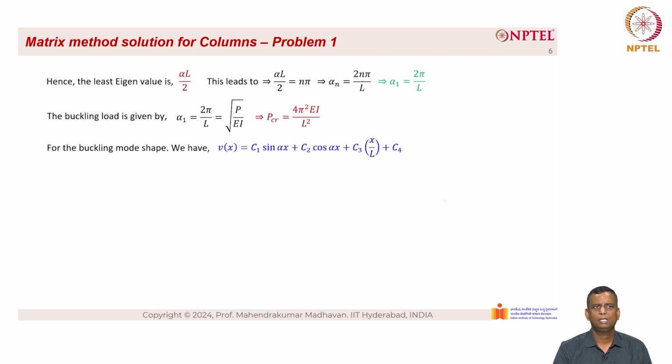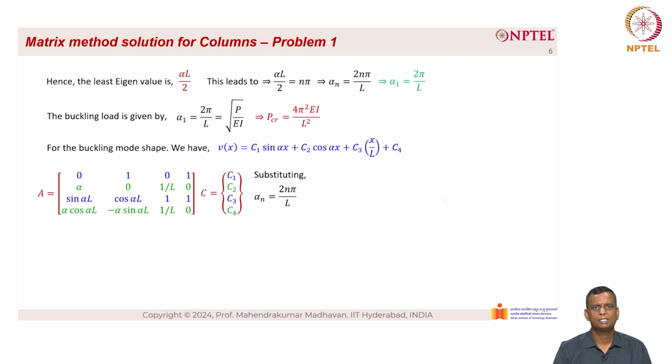For the buckling mode shapes, we have V of x equal to C1 into sin alpha x plus C2 into cos alpha x plus C3 into x by L plus C4. So the determinant of the matrix is given, which we have previously discussed: 0, 1, 0, 1, alpha 0, 1 by L 0, sin alpha L, cos alpha L 1, 1, alpha cos alpha L minus alpha sin alpha L, 1 by L 0. C is given as C1, C2, C3, C4.